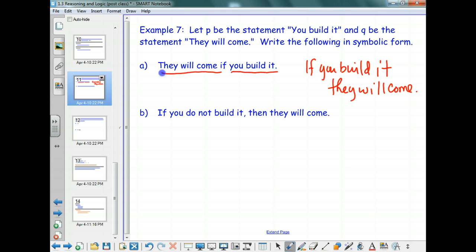So, as far as the symbols for this, what's the beginning symbol I need to use? Is it P or is it Q? It's P. Because the P, the if part, is associated with you build it, and that's P. If you build it, then the same thing happens after it. Then they will come. So my arrow comes next. P implies, that is, you're building it implies that something else is going to happen. And what is going to happen? They will come, which is the symbol Q.